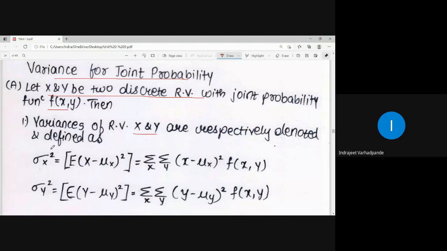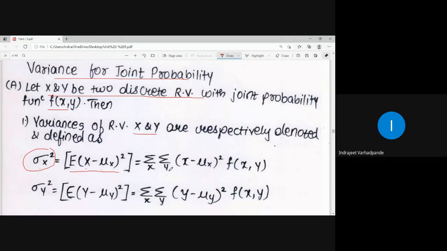See, the notation for the variance of random variable X will be var X or sigma X square, which is expectation of X minus mu whole square as per the definition. But here, as we are distinguishing between the expectation for X as well as the expectation for Y, it will be expectation of X minus mu X whole square. And for discrete random variable, what will it be?